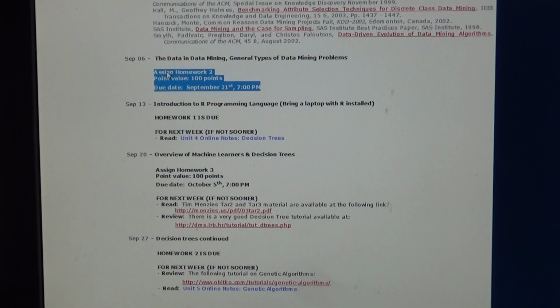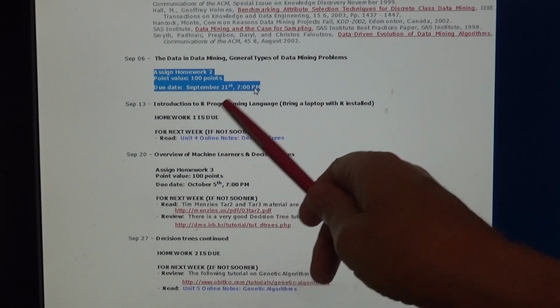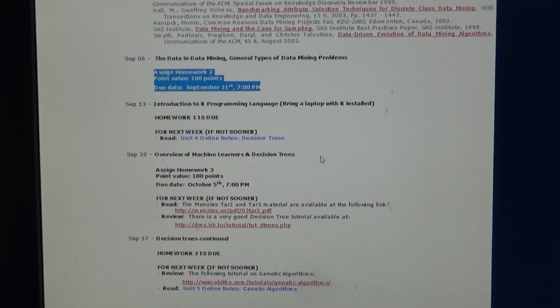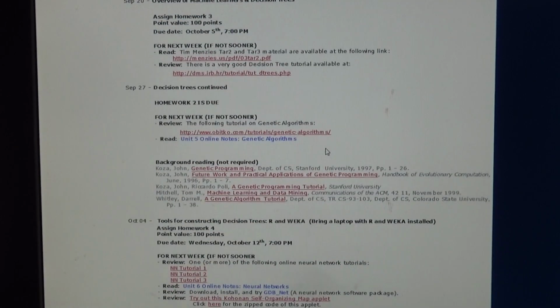So you see assignments, like assignment 2, number of points, the due date, 7 p.m. Usually assignments are due at the beginning of class unless specified otherwise. Okay.